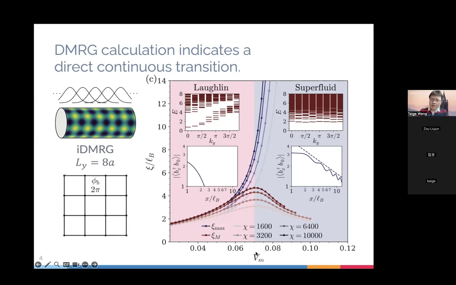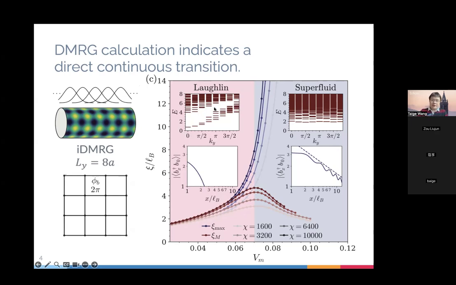As I tune the periodic potential Vm, on one side, if I tune Vm to 0, it's expected to be a Laughlin state, as I discussed. But if you tune Vm to be very large, you expect a superfluid. So let's first check we get the two phases right in numerics.